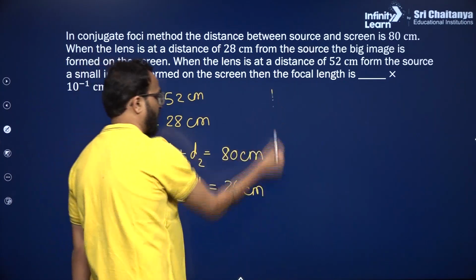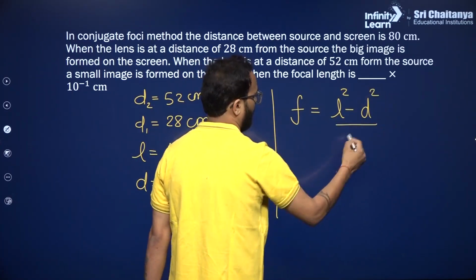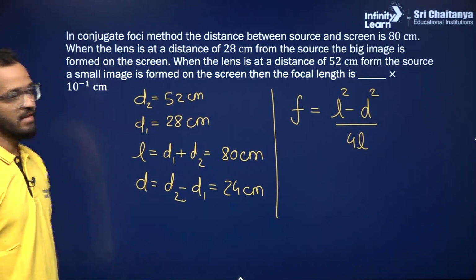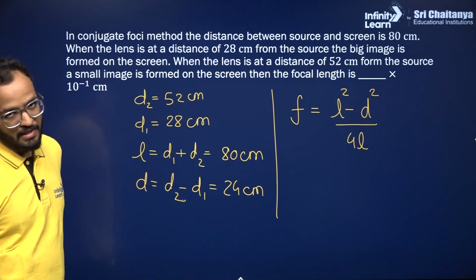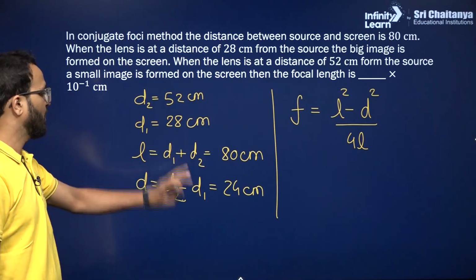Cool. So what will be the answer? Focal length is (L square minus D square) upon 4L. This is the formula. Put the values, and the answer will be near about 18.4 centimeter, something like that, you will get the answer.